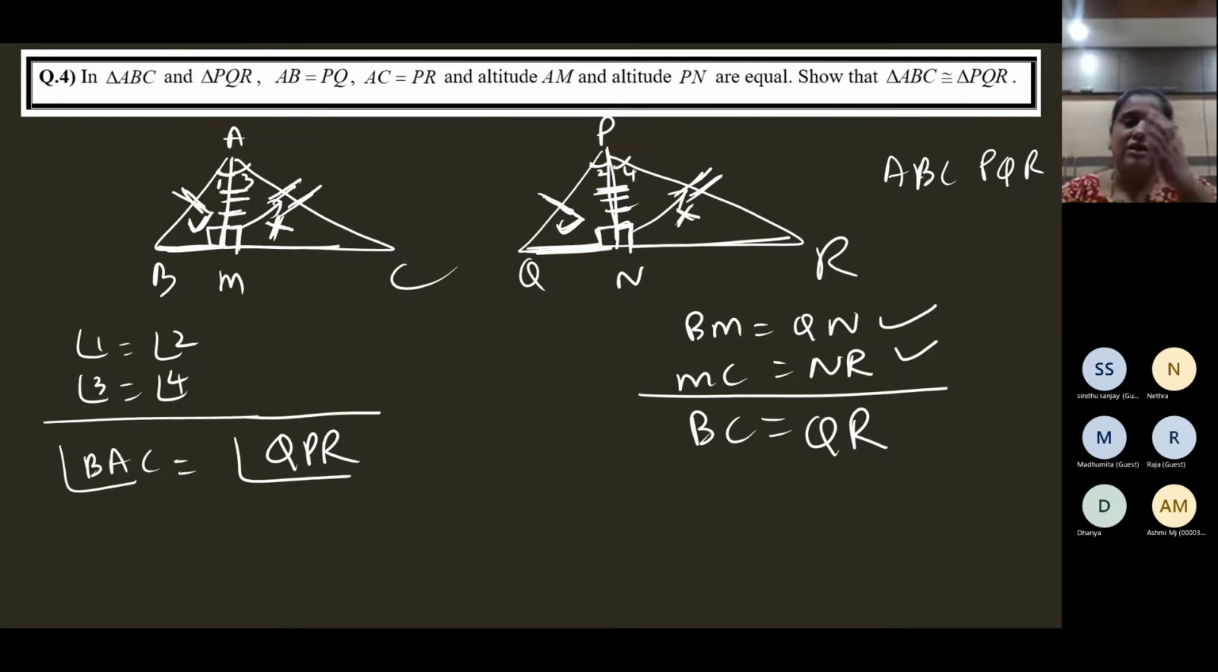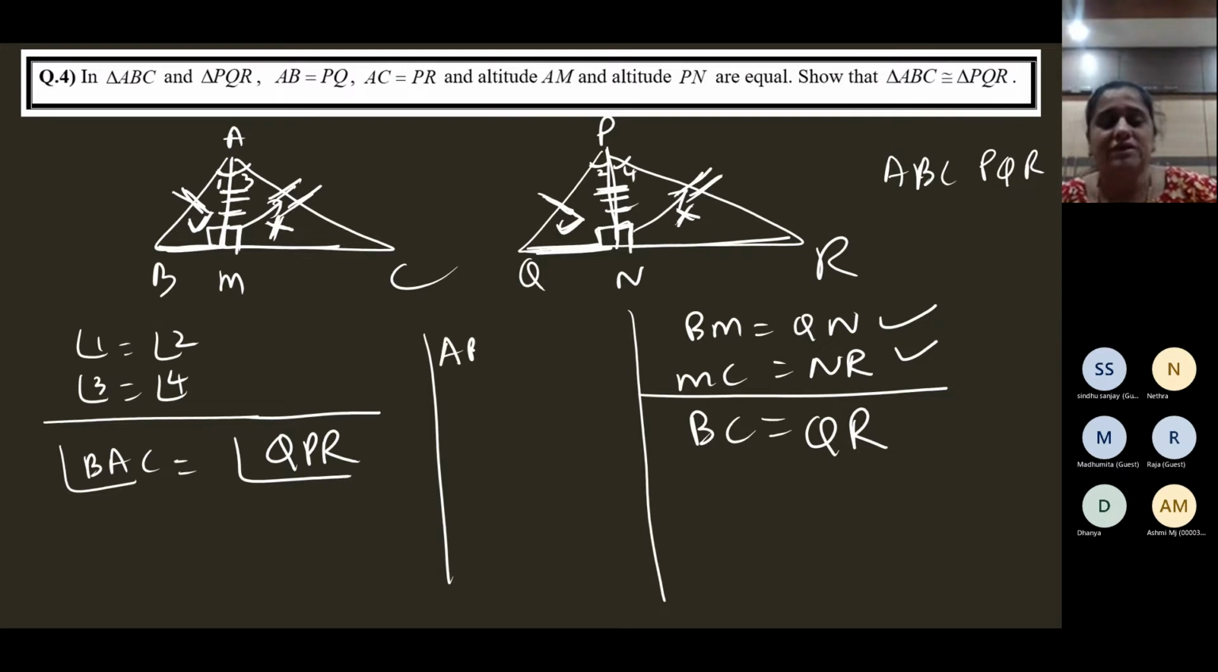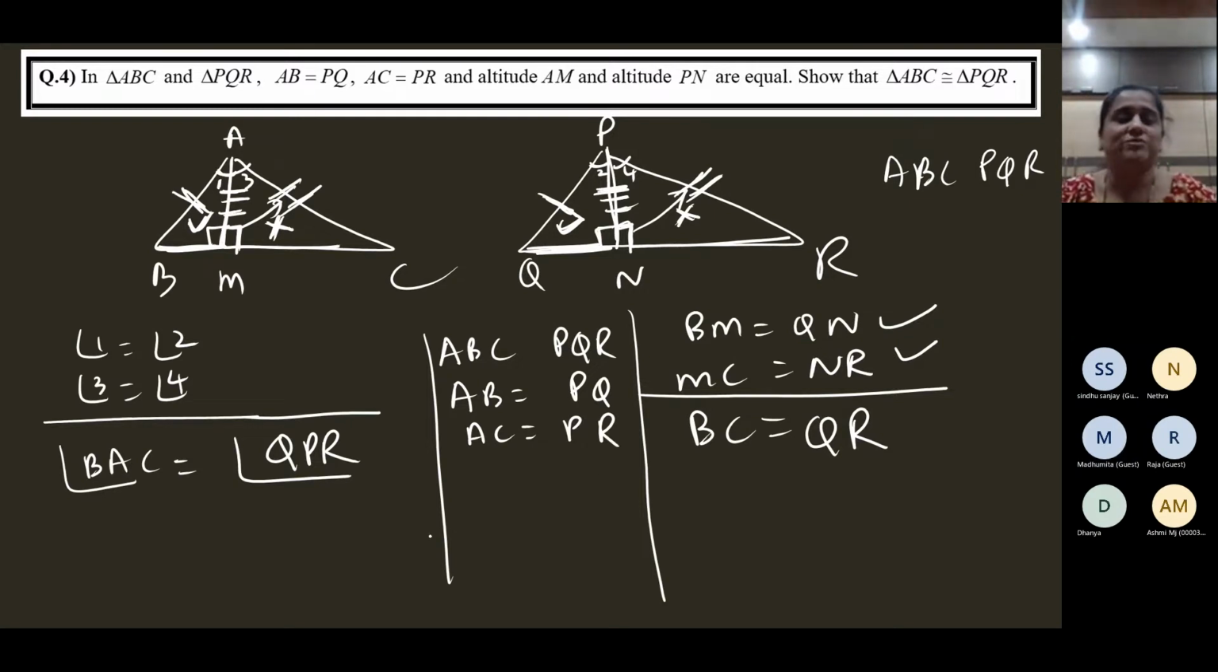Now we are done. Now take up the triangles ABC and PQR, the whole triangles ABC and PQR. Okay. So AB is equal to PQ, given. AC is equal to PR, ma'am. PR, given.